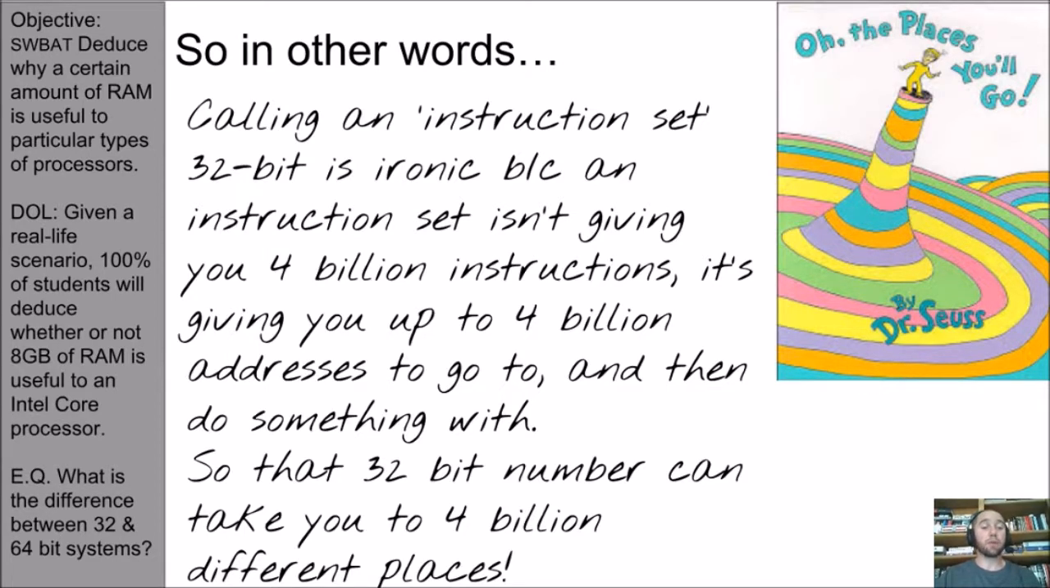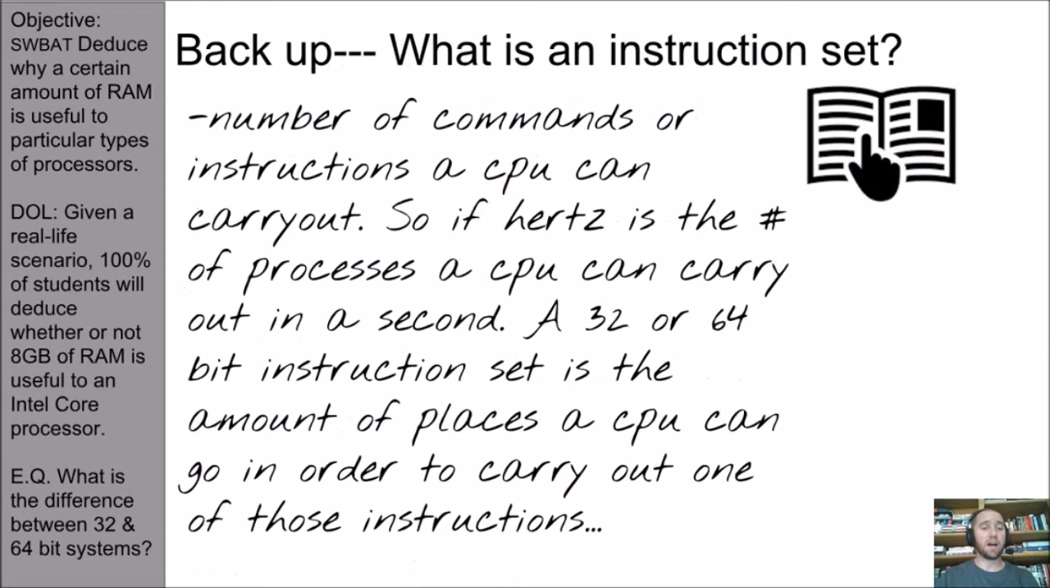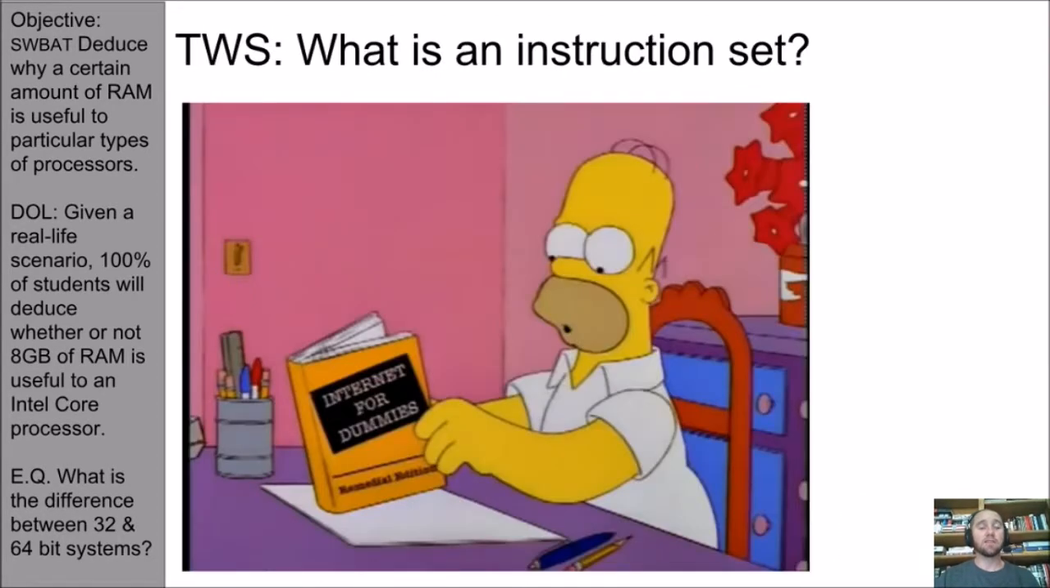It's giving you up to 4 billion addresses to go to and then do something with. So that 32-bit number can take you to 4 billion different places. So in your own words, what's an instruction set? If you need to go back and pause and read and review to answer this, go ahead.